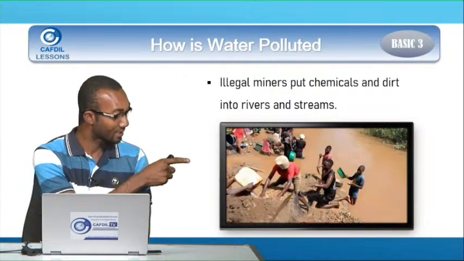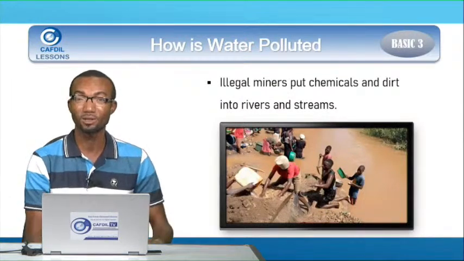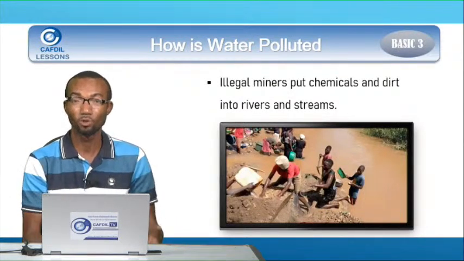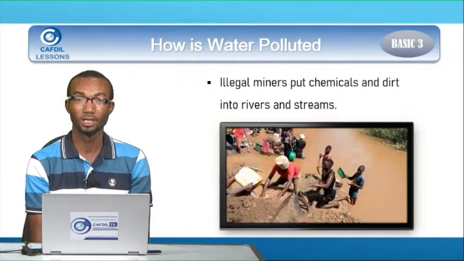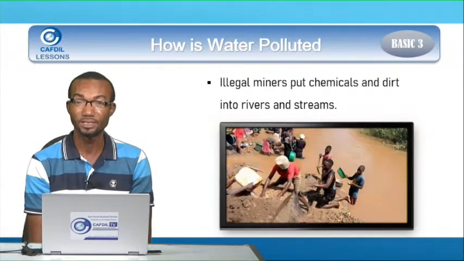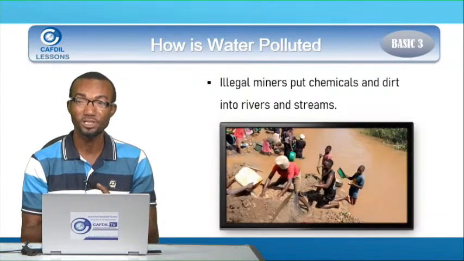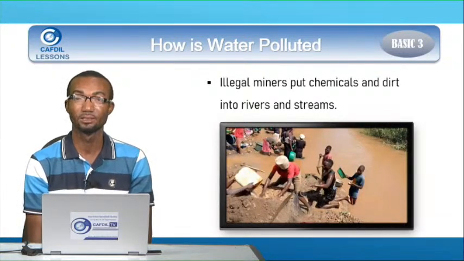And look at the stage of the river, look at what is being done. So you see that the water will come to your end polluted. And it's as a result of these people and their illegal mining activities. So illegal miners also put chemicals and dirt into rivers and streams.